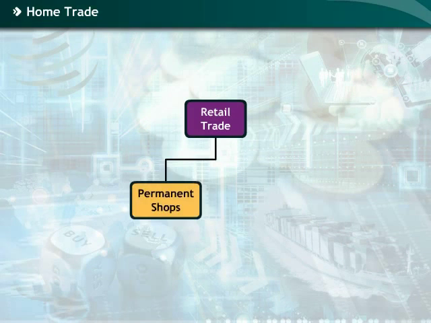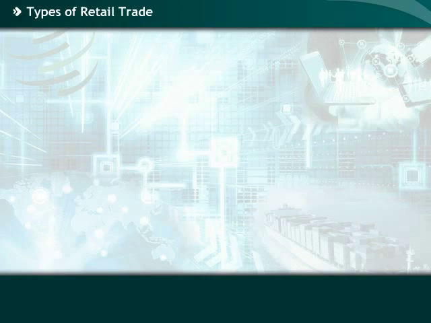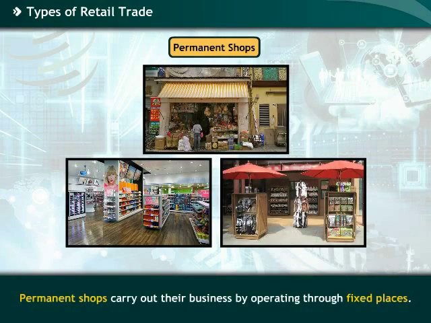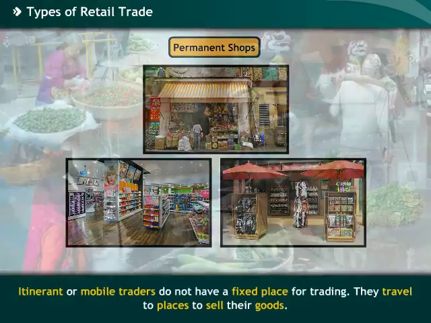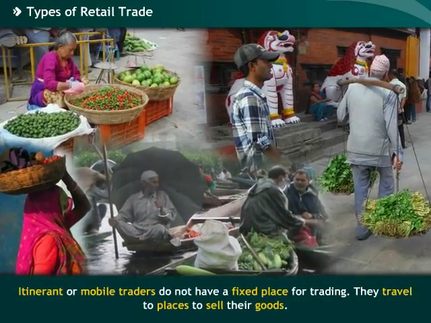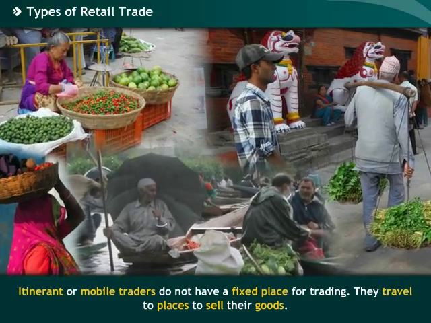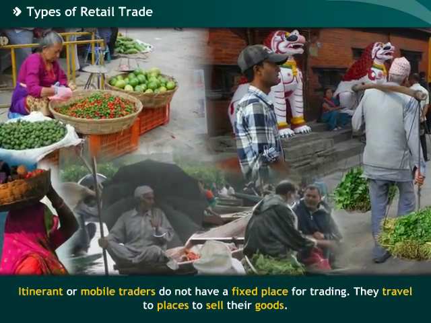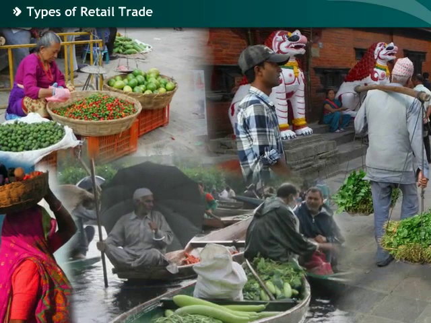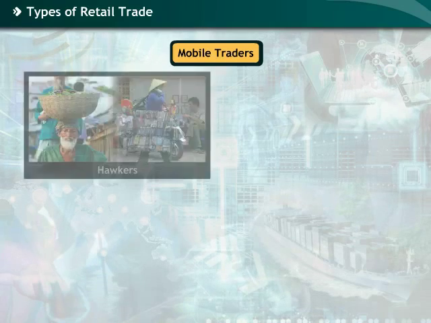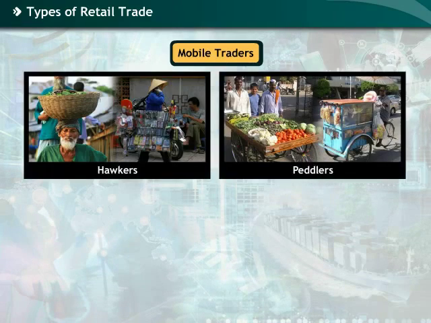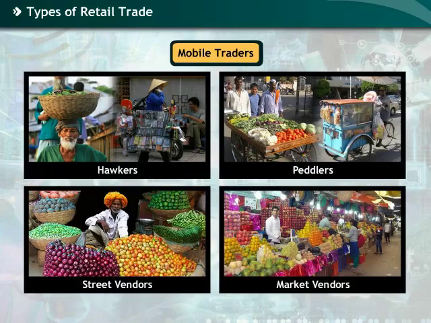There are two important types of retail trade, namely permanent shops and mobile traders. Let us learn more about each of them. Permanent shops carry out their business by operating through fixed places. Itinerant or mobile traders do not have a fixed place for trading. They travel to places to sell their goods. Four important mobile traders are hawkers, peddlers, street vendors, and market vendors.